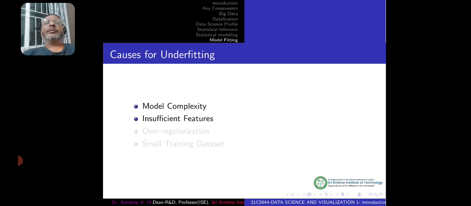Another major reason for a model being underfit is insufficient features in the data. The data does not have sufficient features to allow the model to understand the patterns underlying the data or the relationships in the data. Then it won't be able to train, and therefore the model remains underfit.